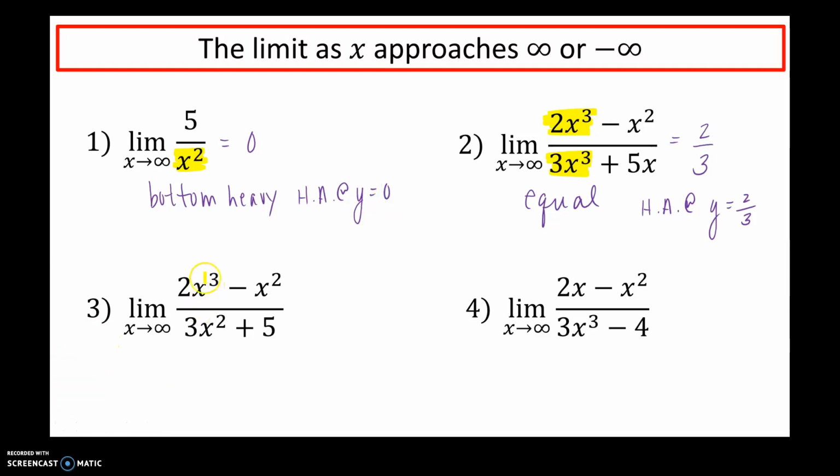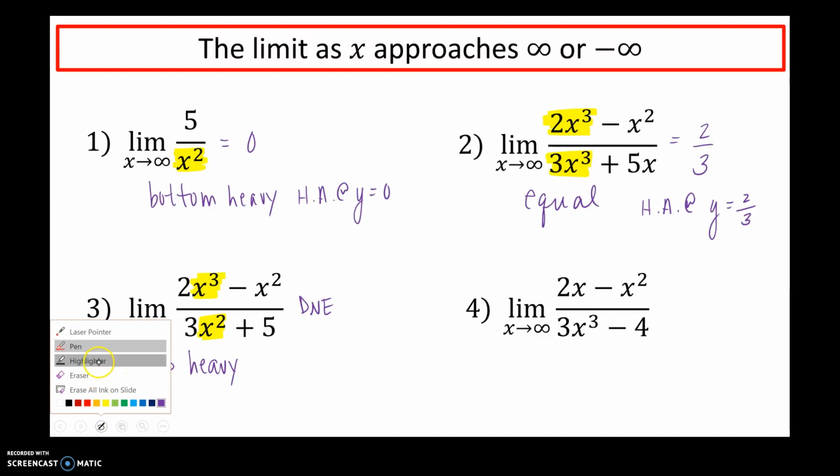All right, next one, highest exponent in the numerator is x cubed. Highest exponent in the denominator is x squared. So when I compare those two, this would be an example of a top-heavy function. The limit as x approaches infinity of a top-heavy function does not exist. Okay, and DNE is certainly totally fine for what we need.